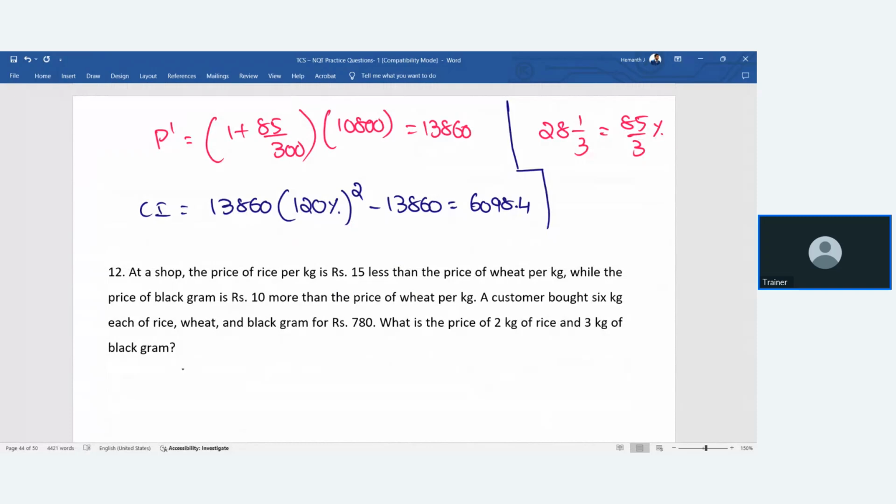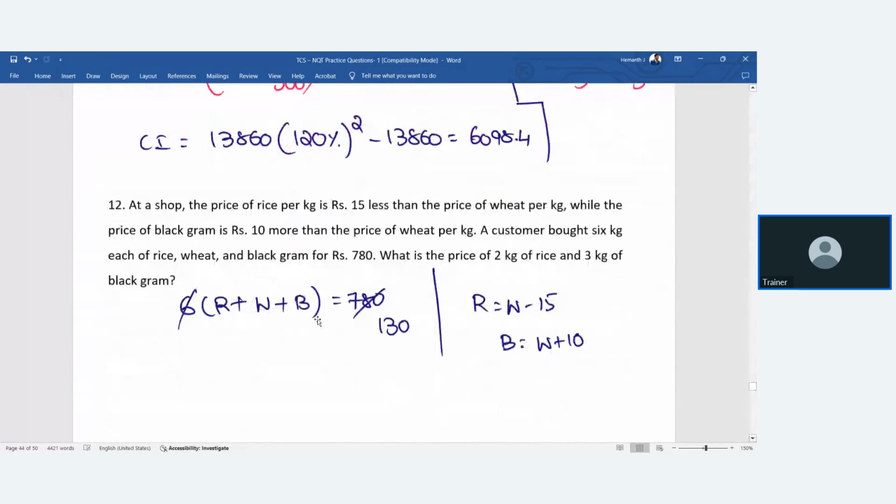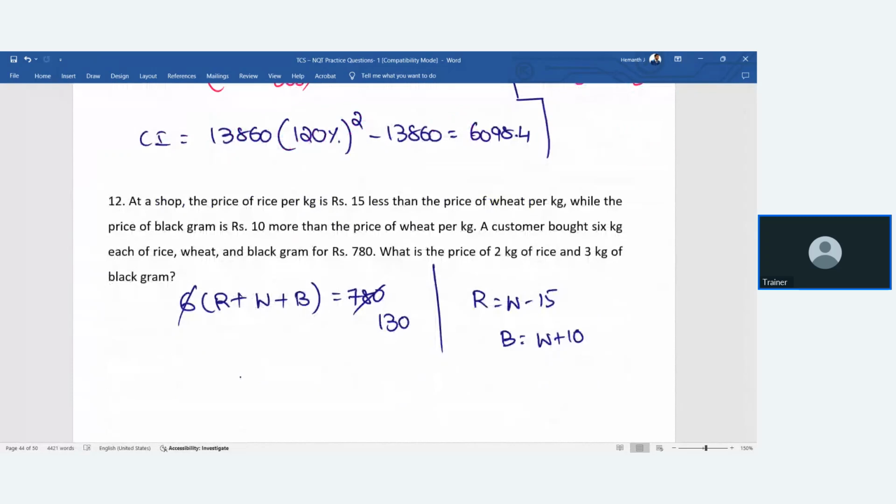See, 6 kgs of rice plus wheat plus black gram is 780. Means adding all this, we need 130, right? They given in the question, rice is 15 less than wheat, black gram is 10 more than wheat. So we can write all in terms of wheat. So R will be W minus 15, W, and black gram W plus 10. 3W minus 5 equals 130. W will be 45. When W is 45, rice will be 30, black gram will be 55.